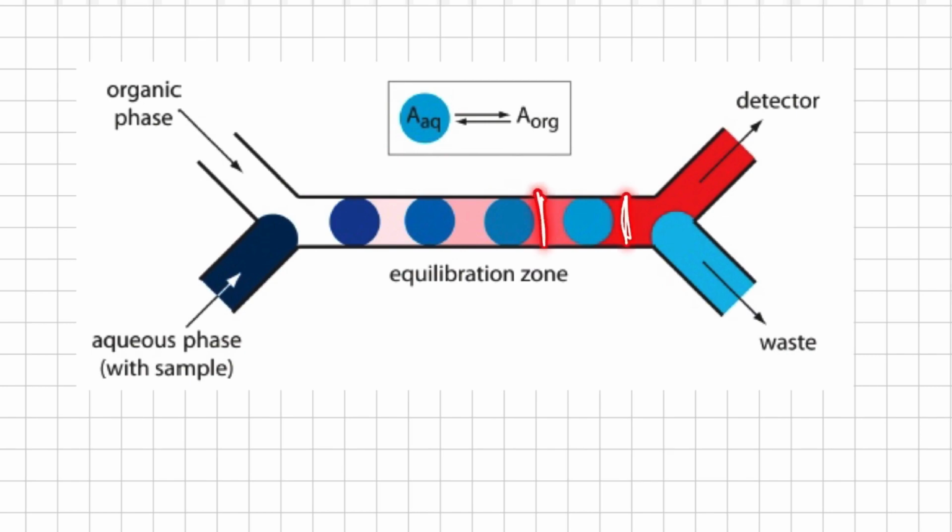Now when both of these reach the end, here we are using the density. As the density of the aqueous phase is greater, it will percolate down, whereas the density of the organic phase is lesser, so it will stay on top, and this stream is passed to the detector in order to get the signal. In this way, by inserting this separation module in the flow injection analysis, we can do a liquid-liquid extraction. In the inset, an equilibrium reaction has been shown. As the sample moves through the equilibration zone, the analyte extracts into the organic phase.